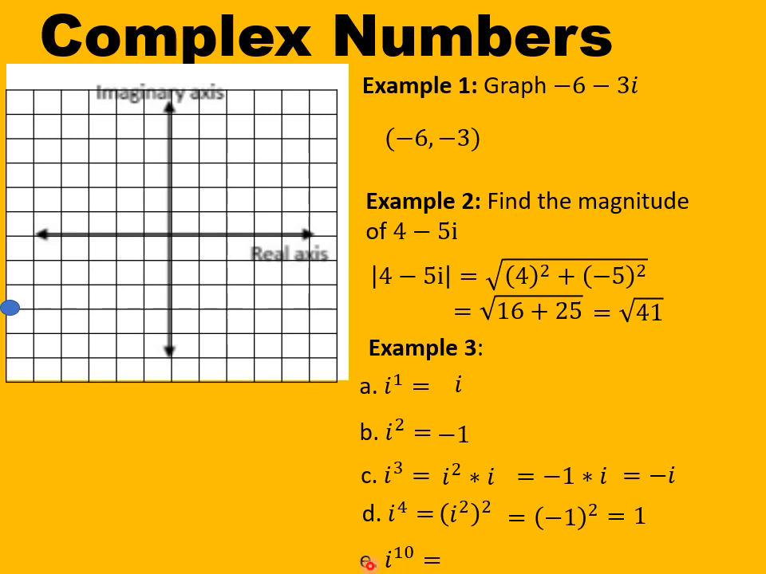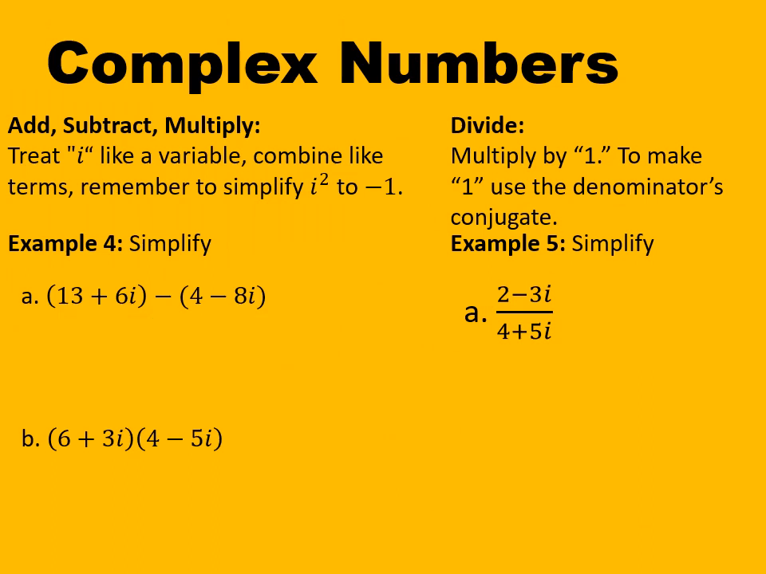So i to the 10th, that is just i squared to the 5th power, and i squared is -1, -1 to the 5th power, that's going to be a -1. And then we can add them or subtract them. Adding and subtracting, we just treat i like it's a variable. When we multiply, we have to remember i squared is -1.